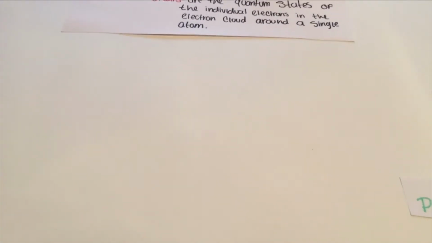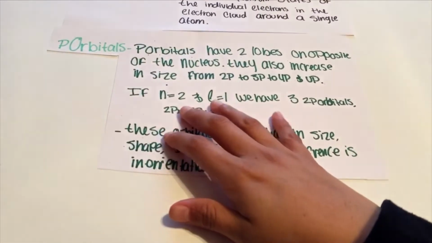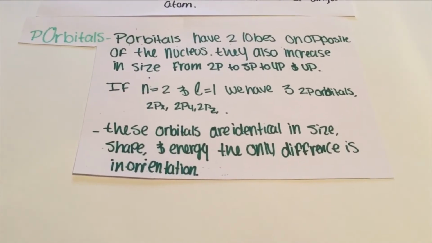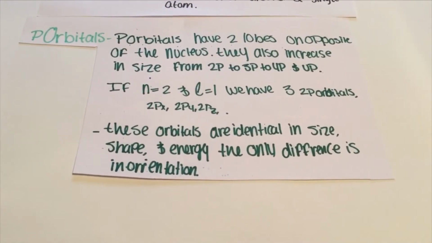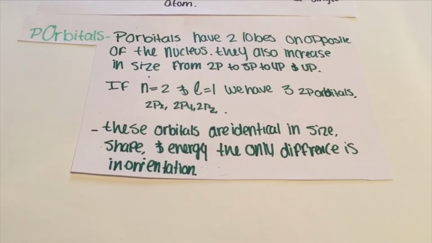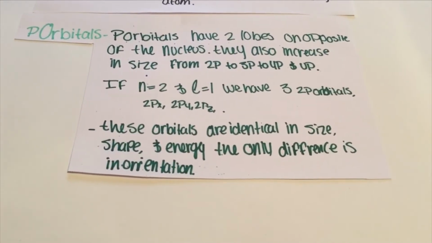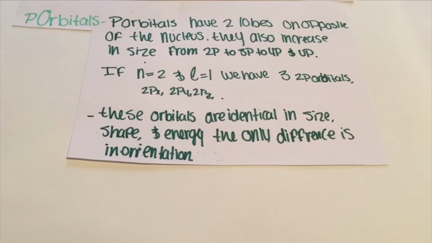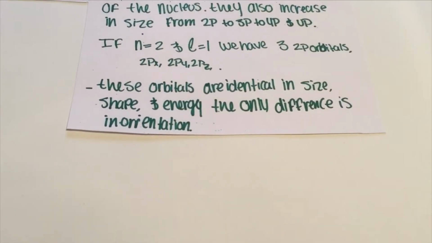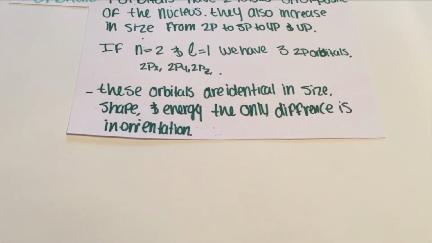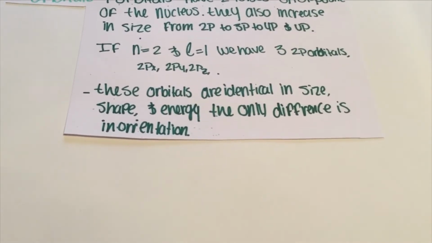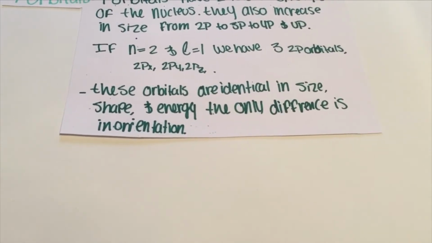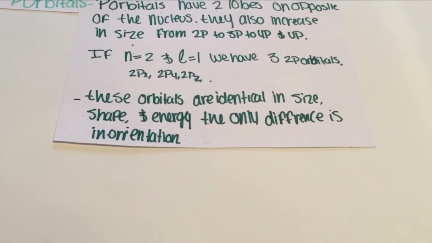We also have the p orbitals, which have 2 lobes on opposite sides of the nucleus. They also increase in size from 2p to 3p to 4p and up. If n equals 2 and l equals 1, we have 3 2p orbitals, which are 2px, 2py, and 2pz, which are the 3 axes. These orbitals are identical in size, shape, and energy. The only difference is in orientations according to their axes.